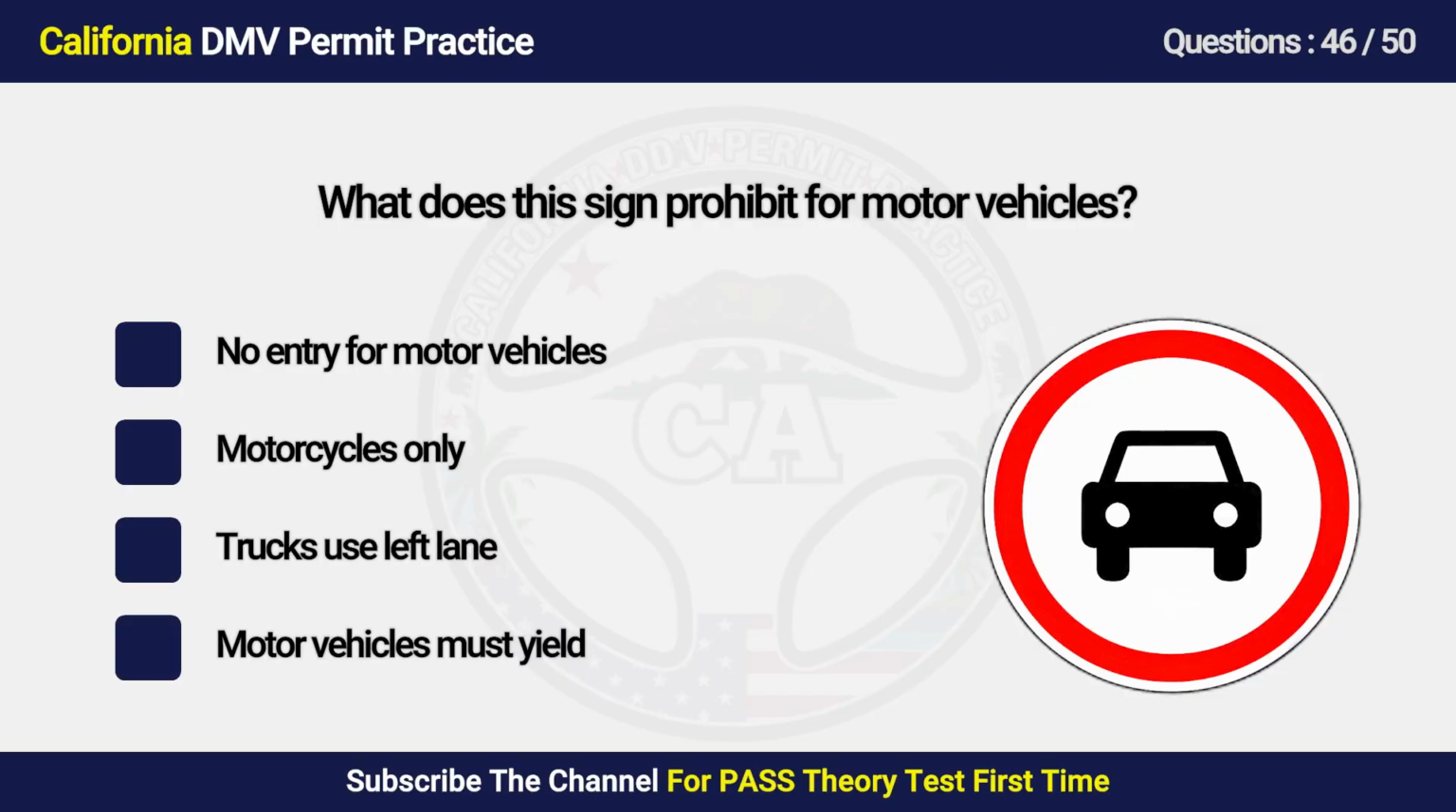Question 46. What does this sign prohibit for motor vehicles? A. No entry for motor vehicles. B. Motorcycles only. C. Trucks use left lane. D. Motor vehicles must yield.